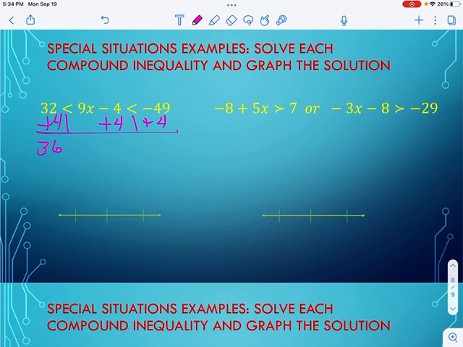So that would get me 36 is less than 9x, which is less than negative 45. My next step is I would divide by 9. So I would get 4 is less than x less than negative 5. Now, if I go to graph this, I want you to see what's going on here.